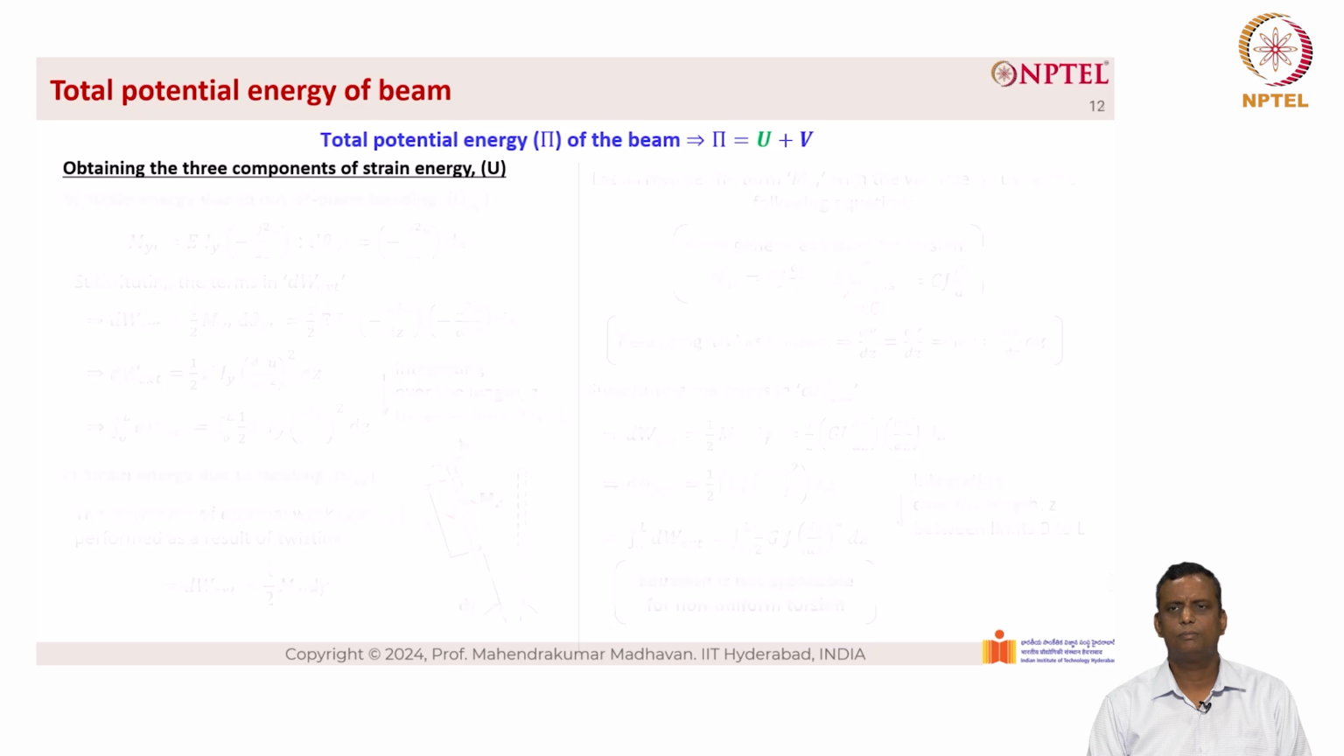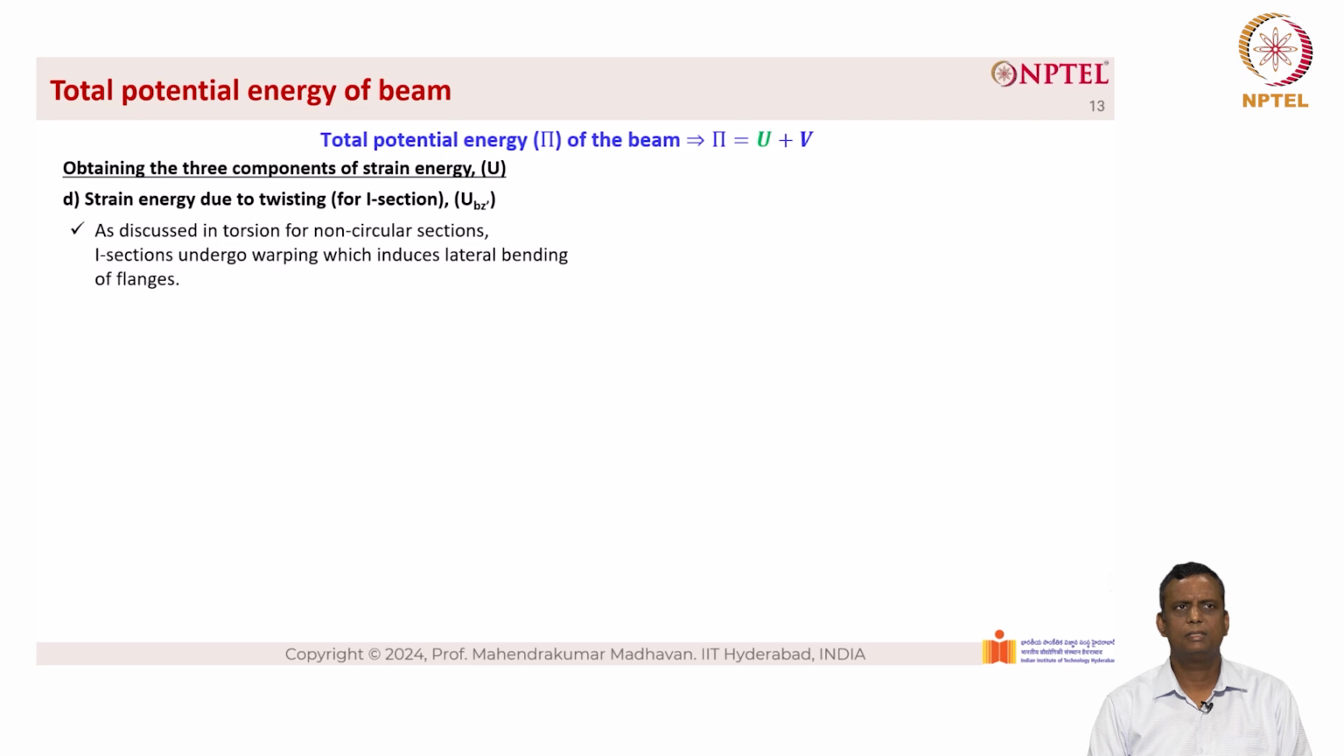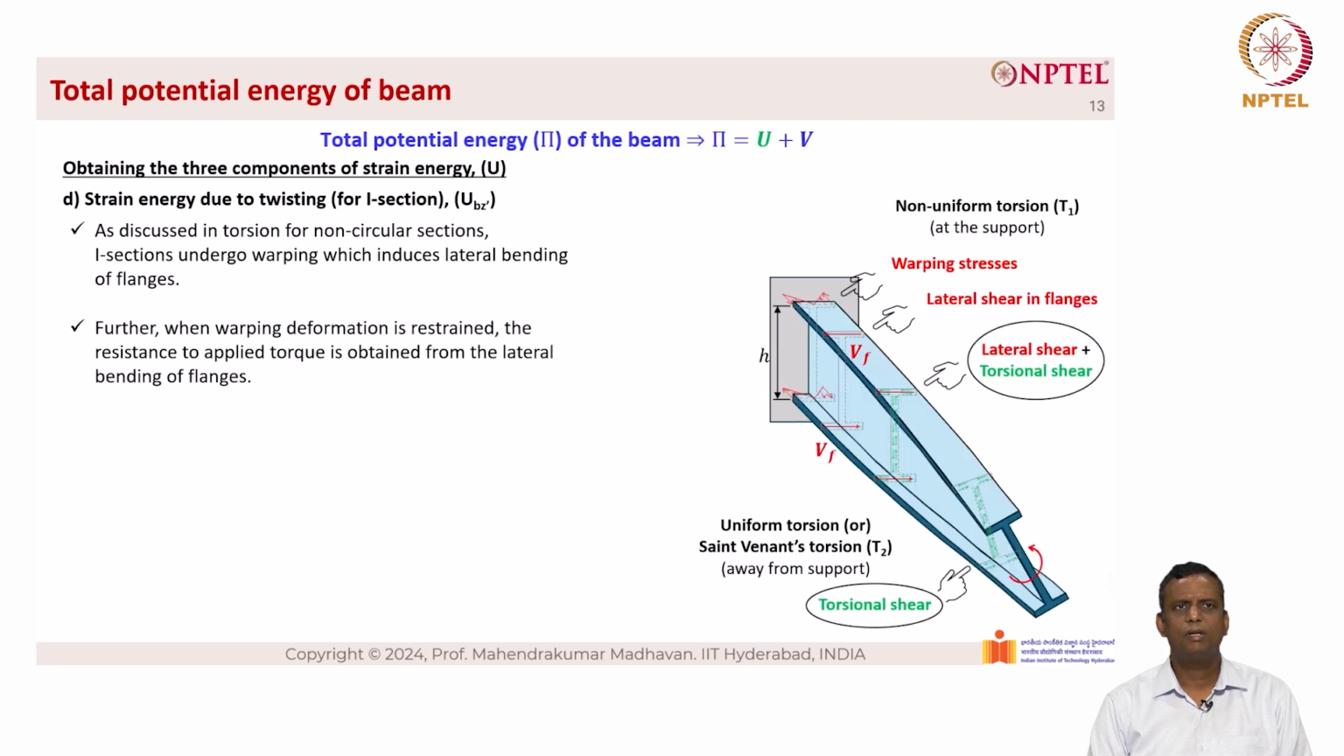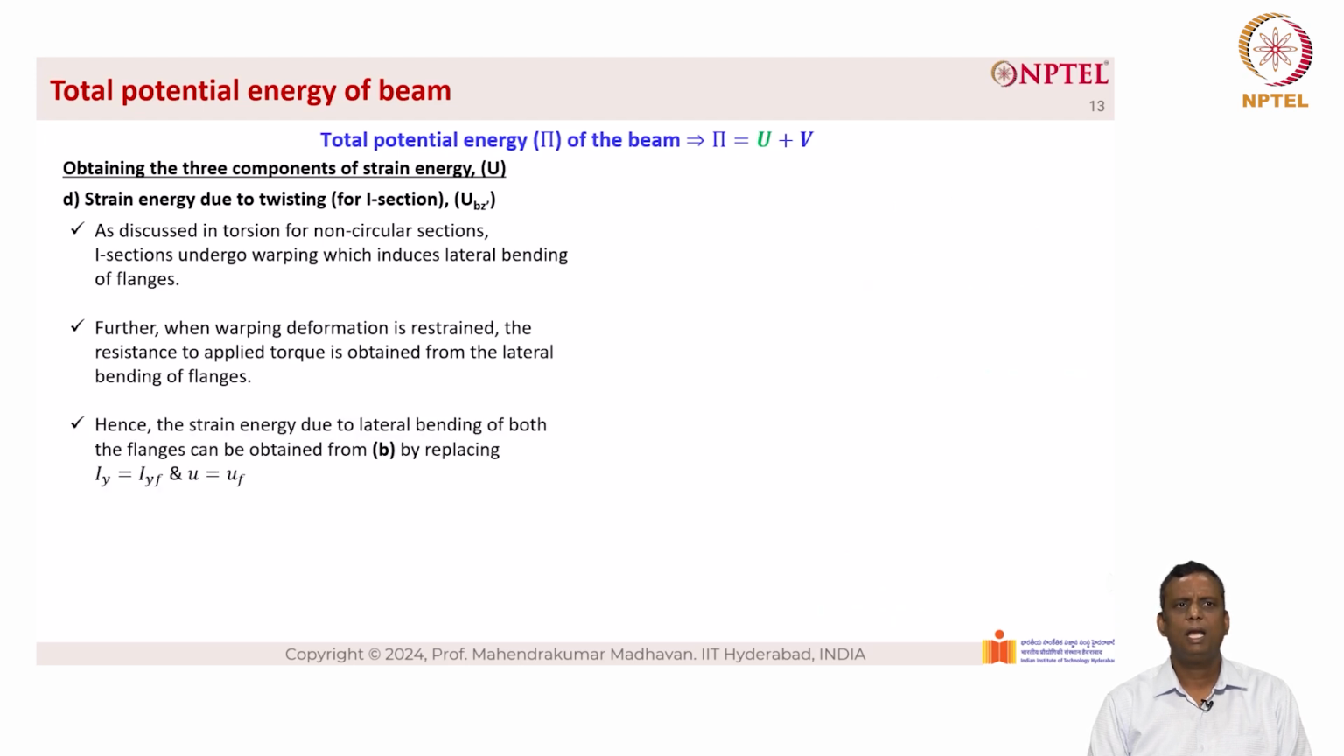Now, the strain energy due to twisting for I section is given as U sub Bz dash. So, as discussed in torsion for non-circular sections, I sections undergo warping which induces lateral bending of flanges. Further, when warping deformation is restrained, as you can see from the right hand side of the picture, the resistance to applied torque is obtained from the lateral bending of the flanges. Hence, the strain energy due to lateral bending of both the flanges can be obtained from B by replacing Iy equal to Iyf and u equal to u sub f. Basically, we are only looking at the flanges. That's why the term f has been given in both the moment of inertia as well as the displacement.